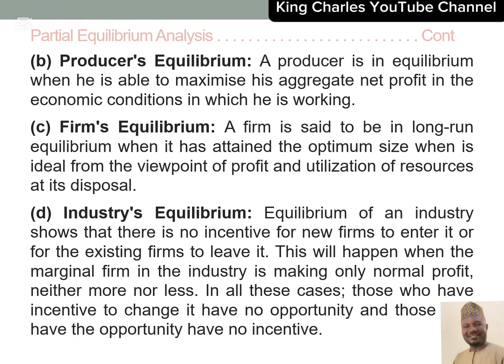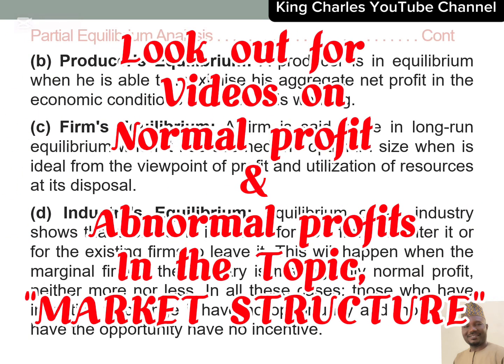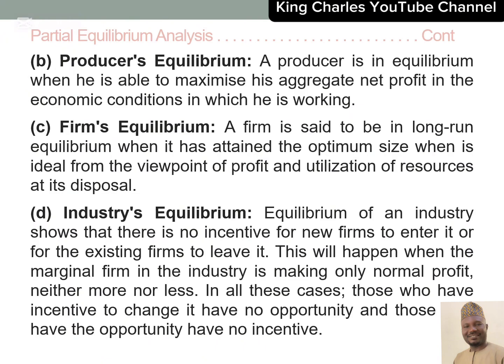So this will happen when the marginal firm in the industry is making only normal profits. There's what we call normal profit. There is also what we call abnormal profit. You will get to know all of that later. So there is normal profit. So when all the firms in the industry, the marginal firm, in other words, in aggregate, are making normal profit, then this equilibrium can be reached. We have established the various points of equilibrium of the consumer, the firm, and the industry.